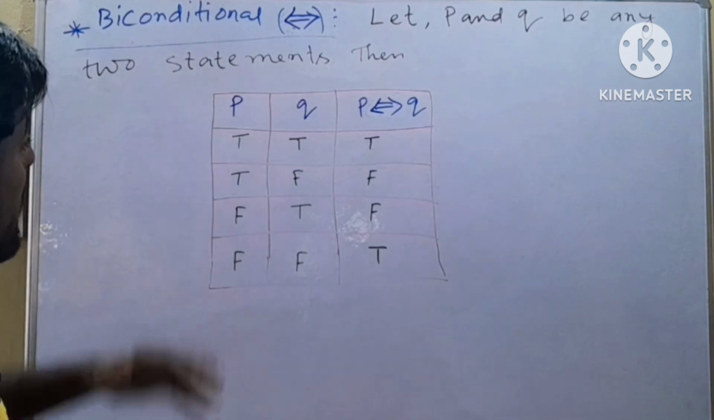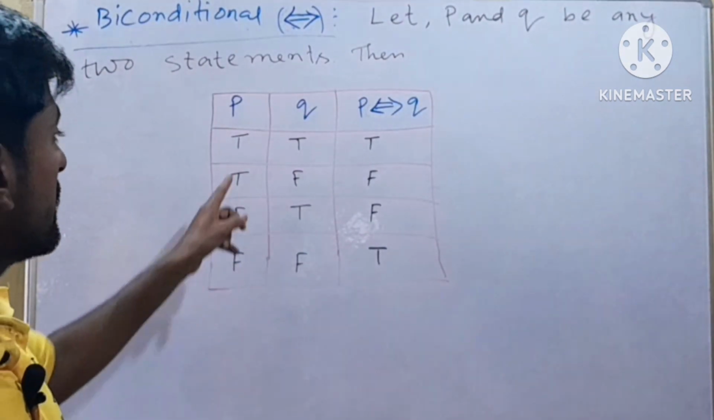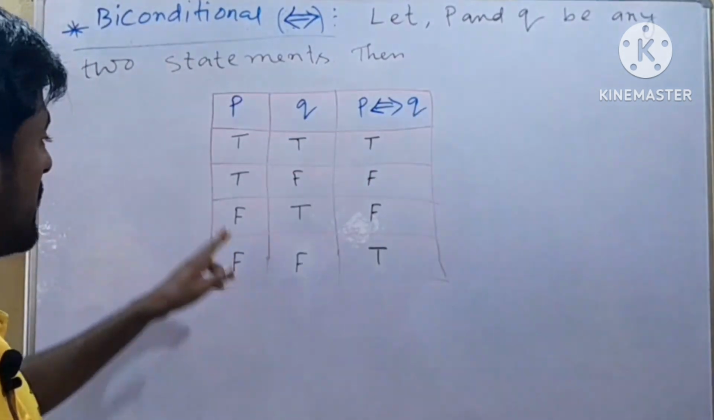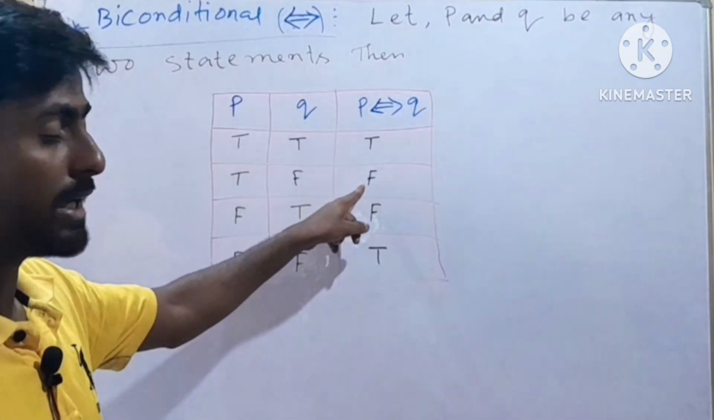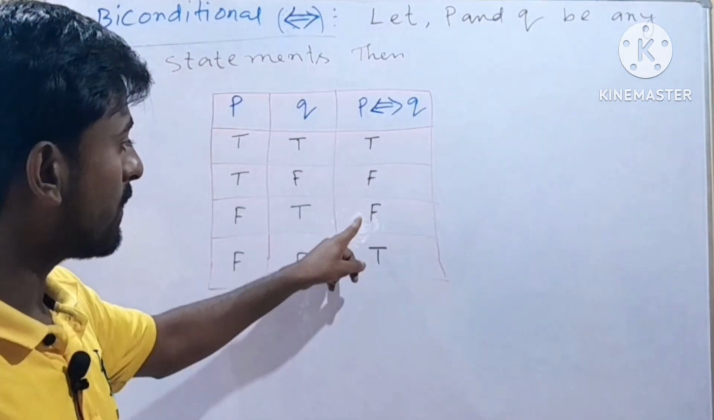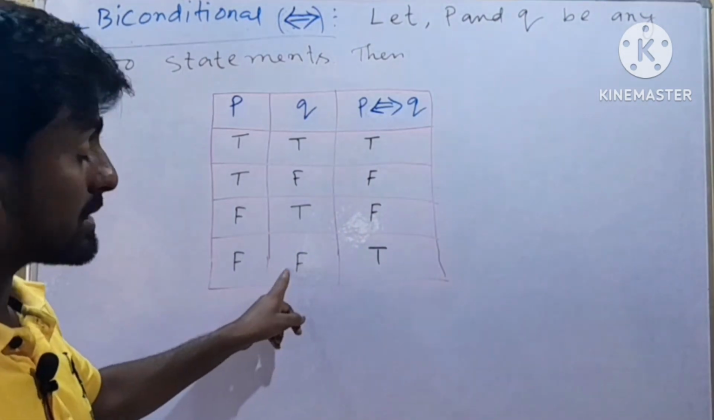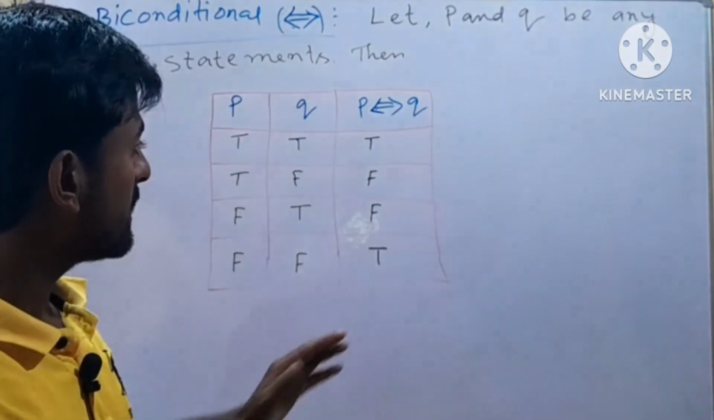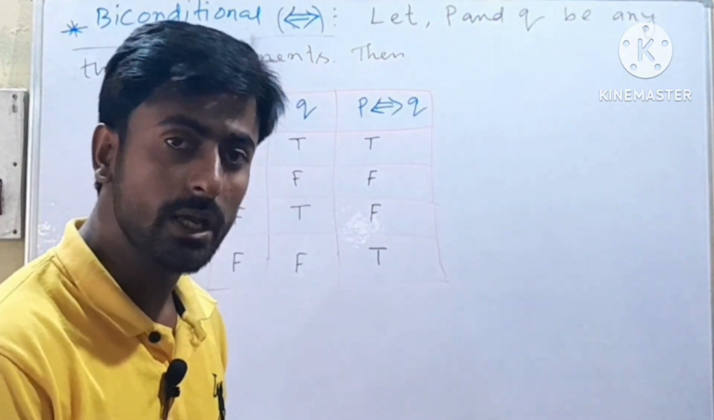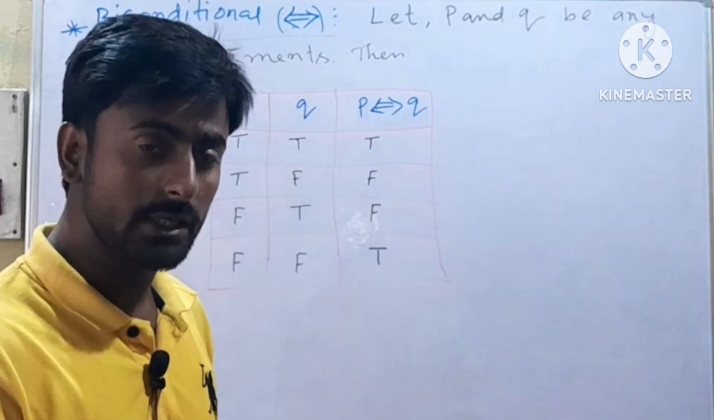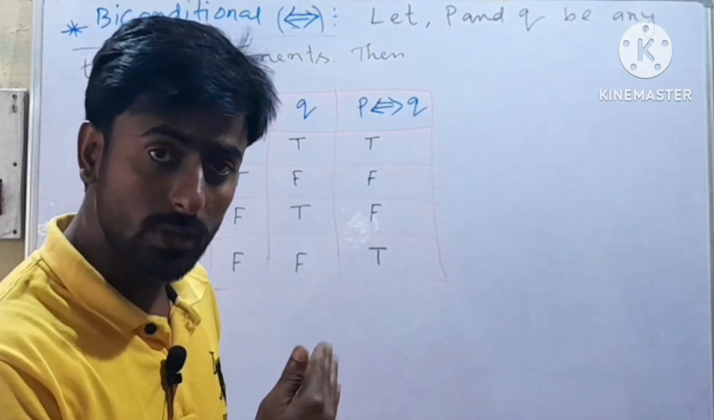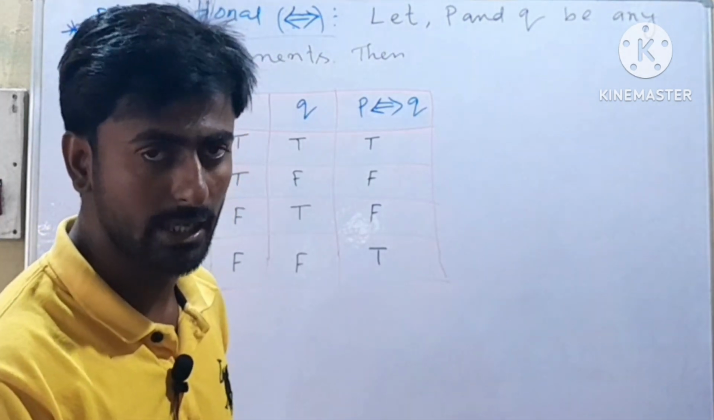A table is given for biconditional. You see, here P is true, Q true, then result for biconditional will be true. Next, P true, Q false, result for biconditional is false. P false, Q true, result is false. P false, Q false, result is true. Remember, if both statements are true, result will be true, and if both statements are false, then result will also be true. If any one statement is false and another one is true, then result will be false here.